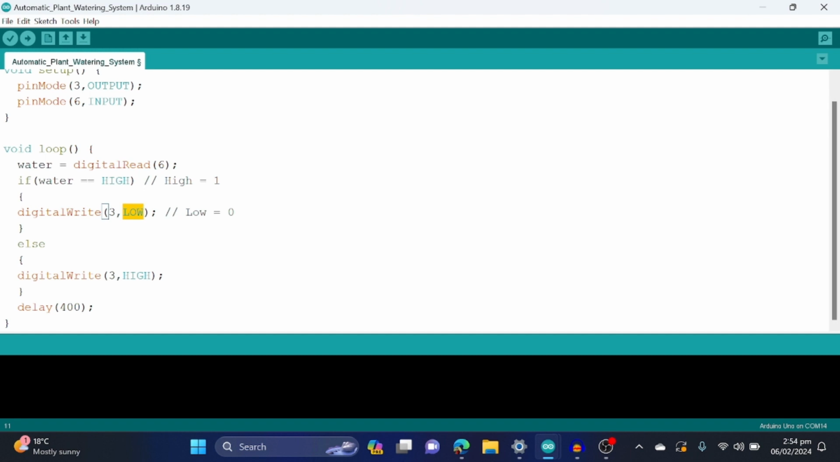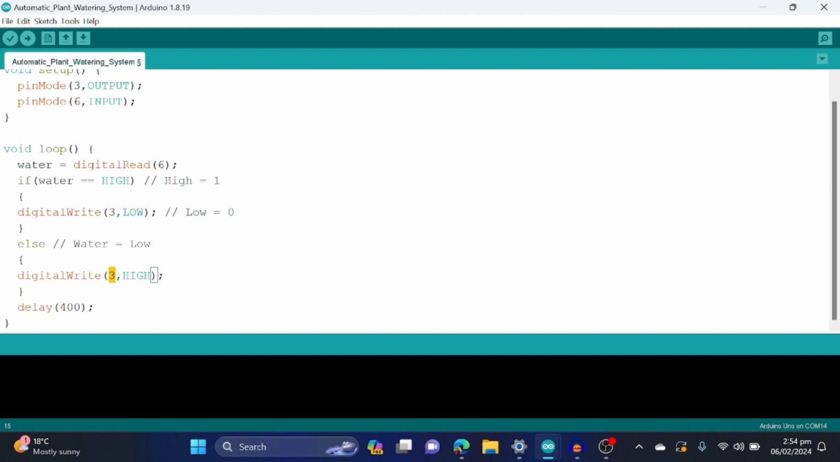Else, otherwise, if the water is not high, which means here the water level is low, the water equals low. I have again commented it, so it's not a part of the code: water level is low. So digitalWrite 3 HIGH, which means pin 3 will be getting a higher voltage, which is a 1. When we are sending a high command, it's turning on pin number 3 and giving it a voltage of 5 volts.